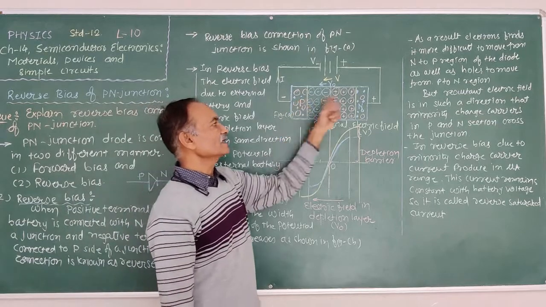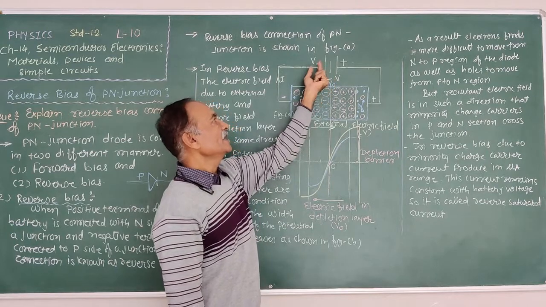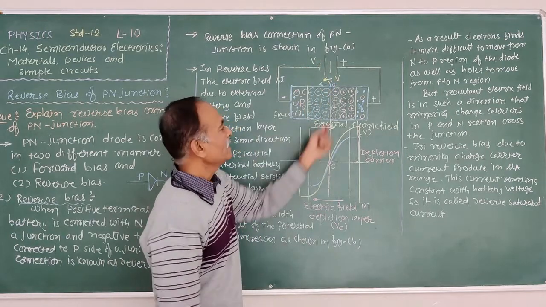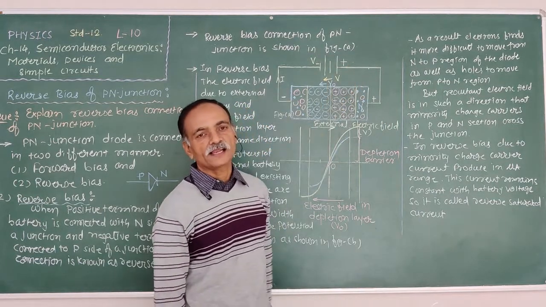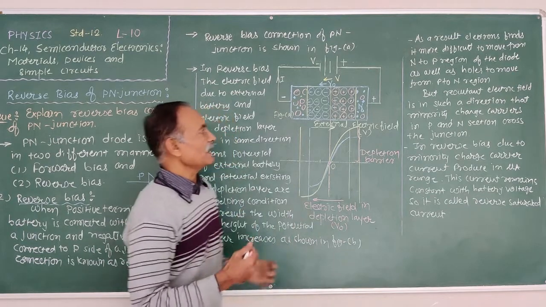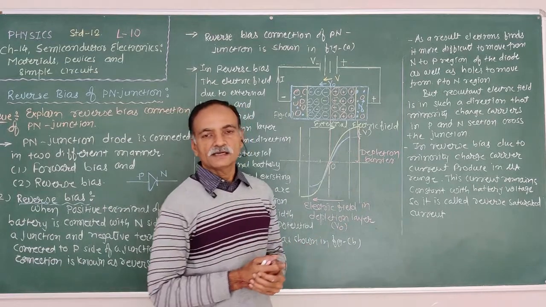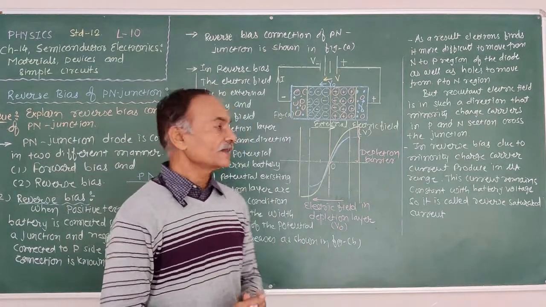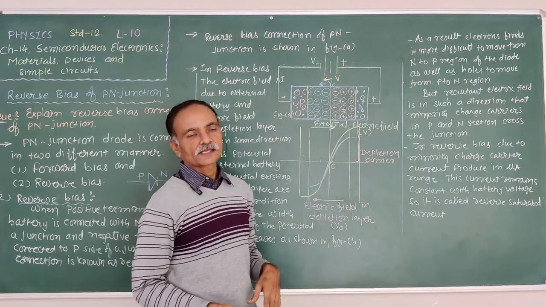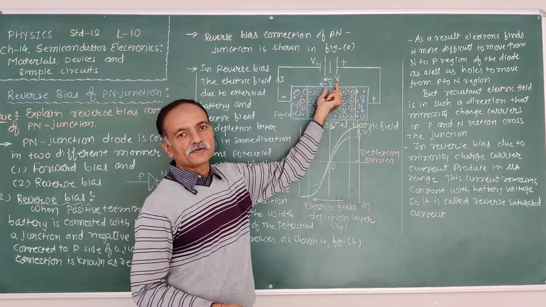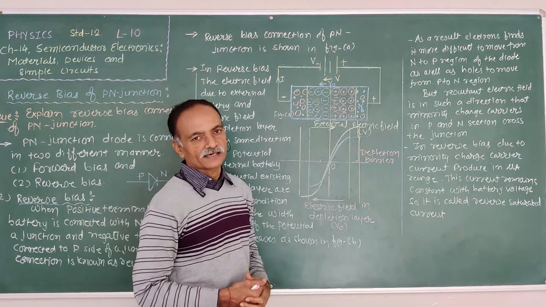There is the P side and there is the N side of the junction. P is connected with the negative terminal of the external battery and the potential is V. The N side of the PN junction is connected with the positive terminal of the external battery. So in reverse bias connection, what happens? Already we know that when the PN junction is formed, the electric field developed in the junction is in the direction from N to P.